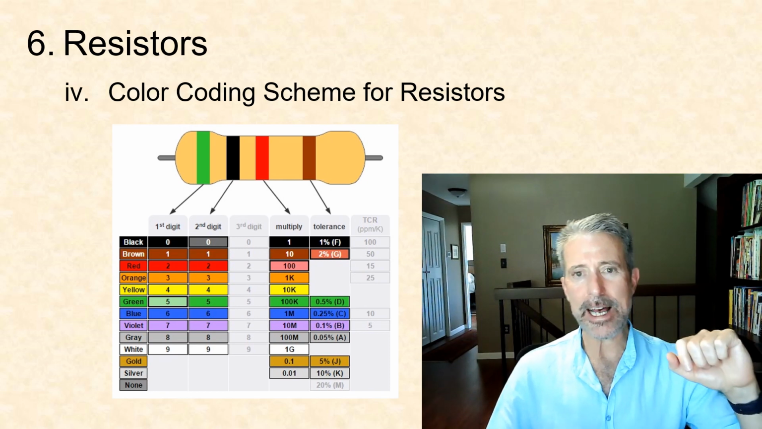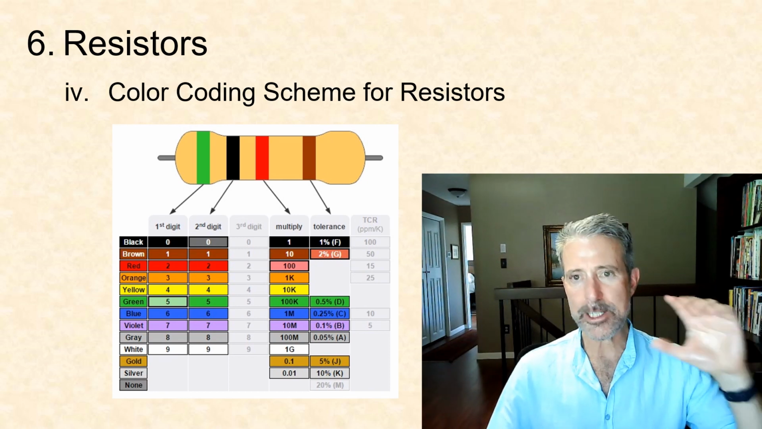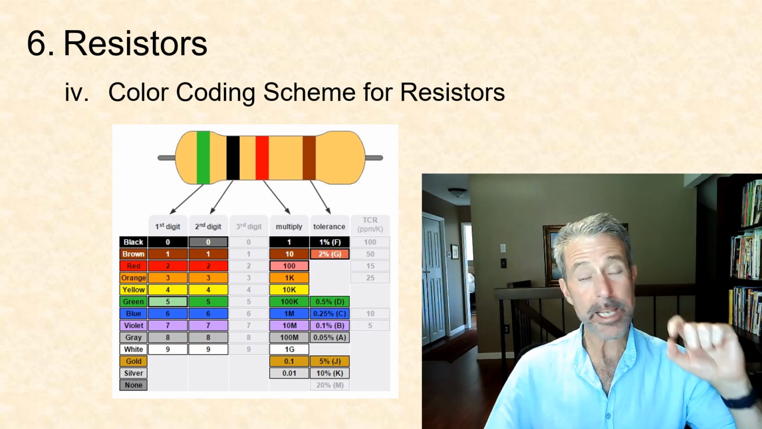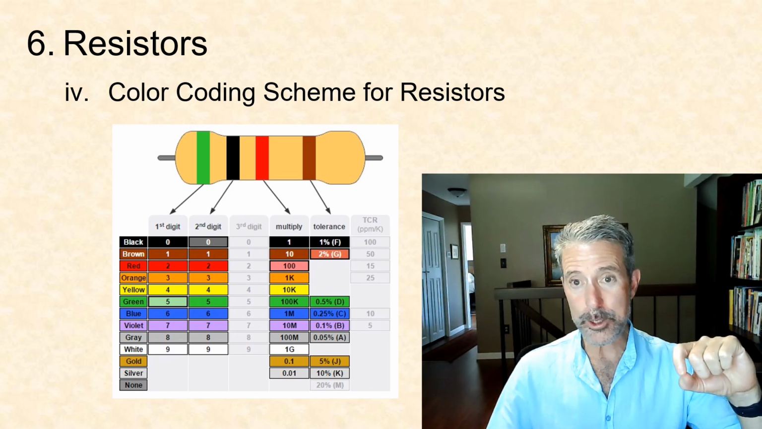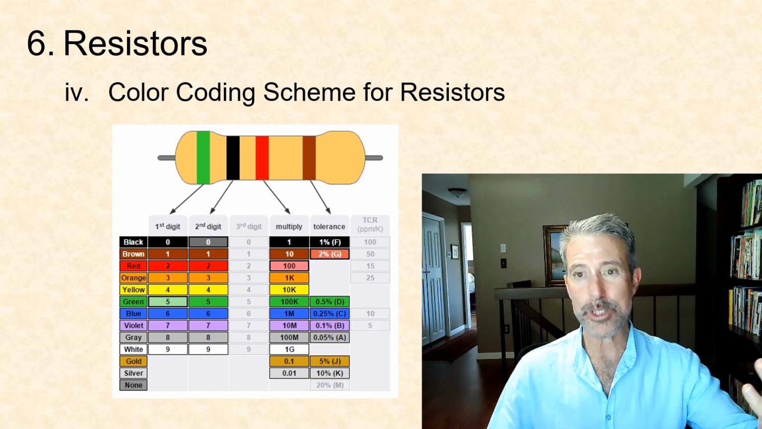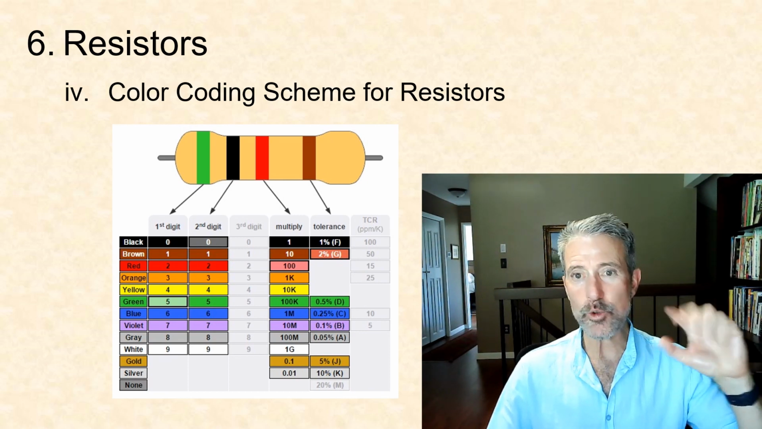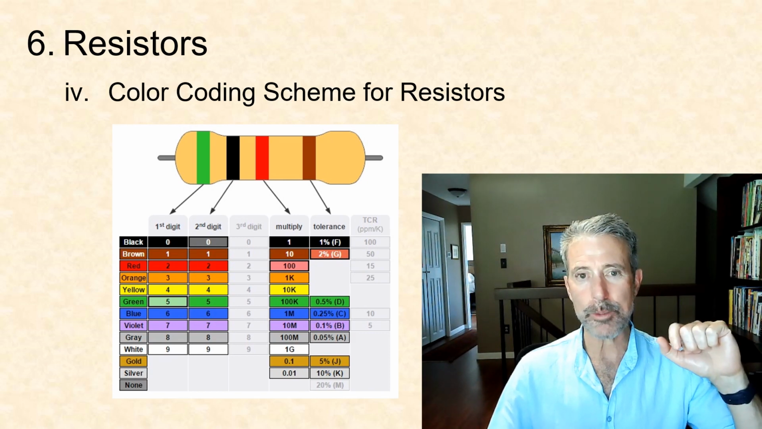The second to last band will serve as a multiplier. That is a power of 10. The other colored bands, the first 2 in a 4-band resistor, the first 3 in a 5-band resistor, and the first 4 in a 6-band resistor, these bands will represent the numbers to be multiplied.